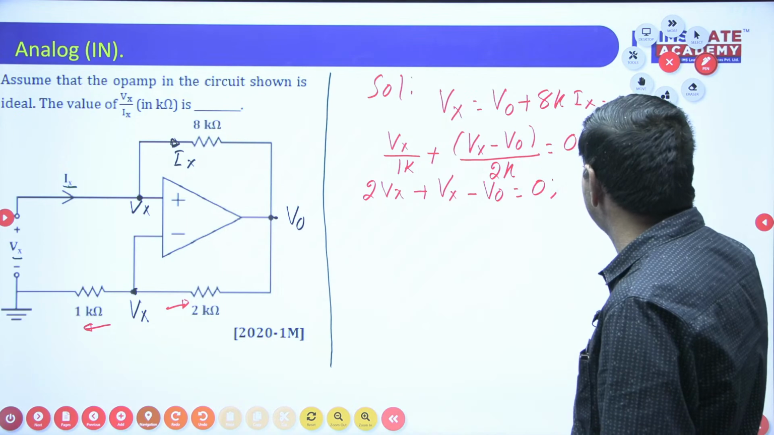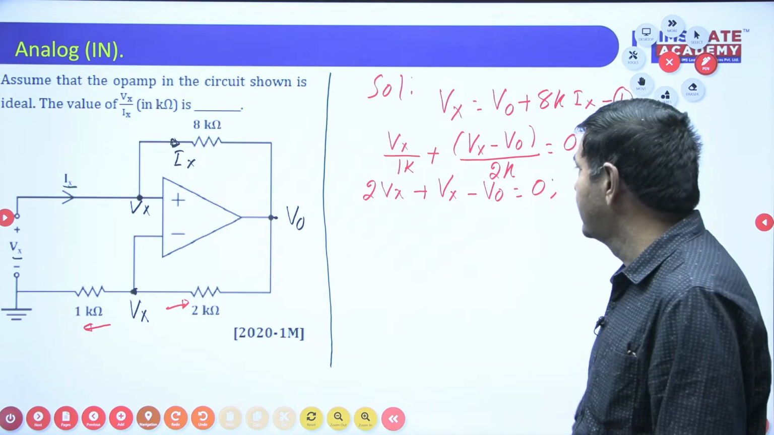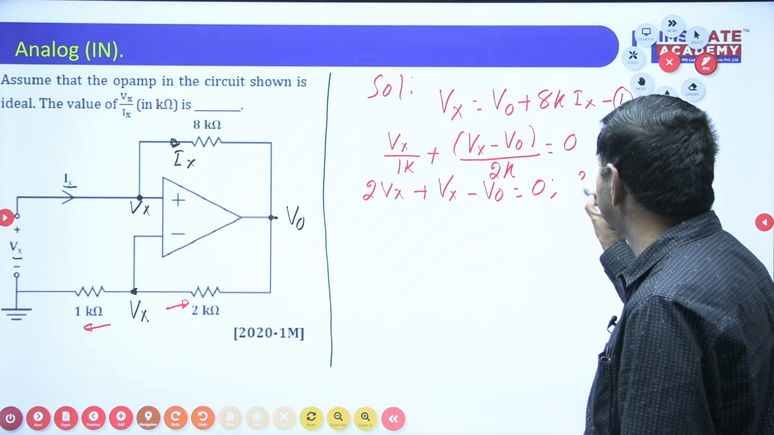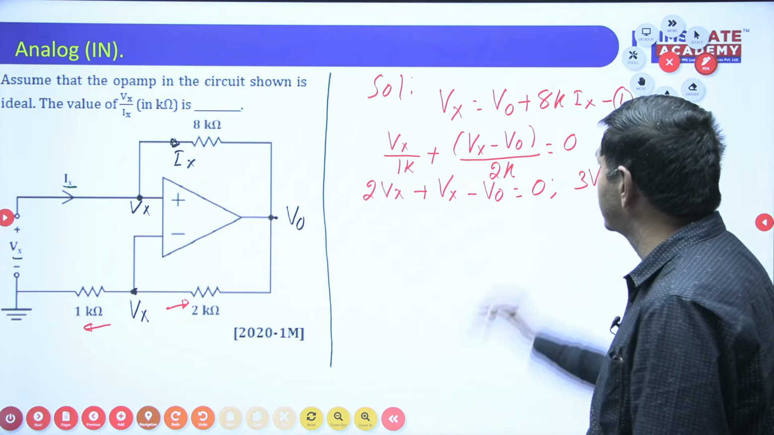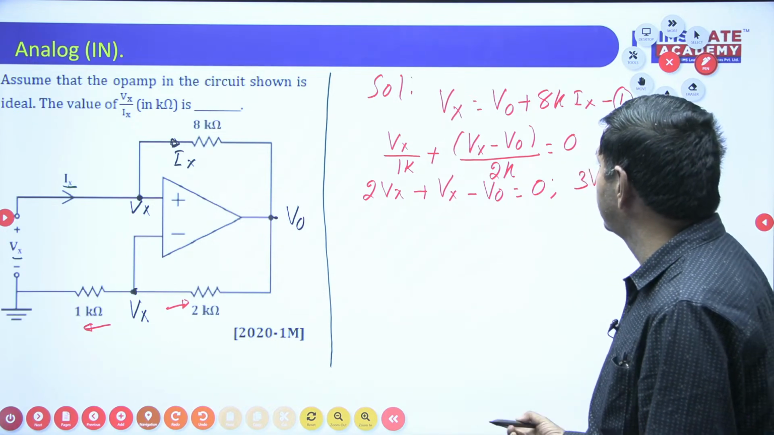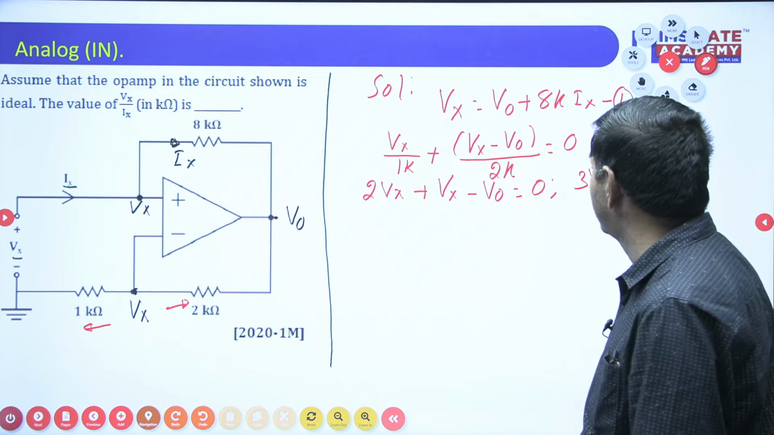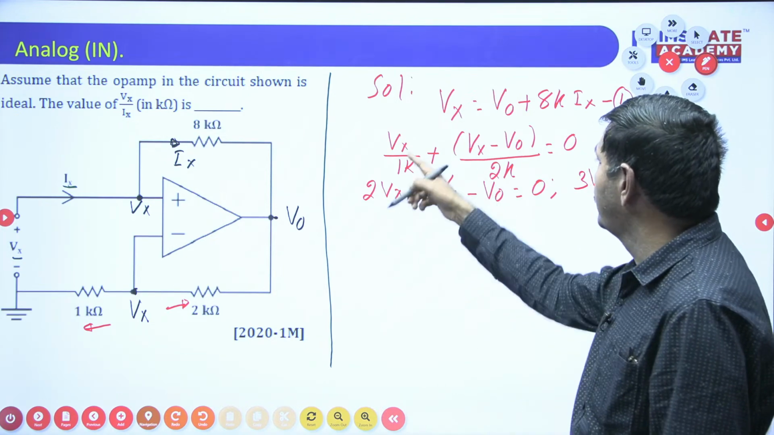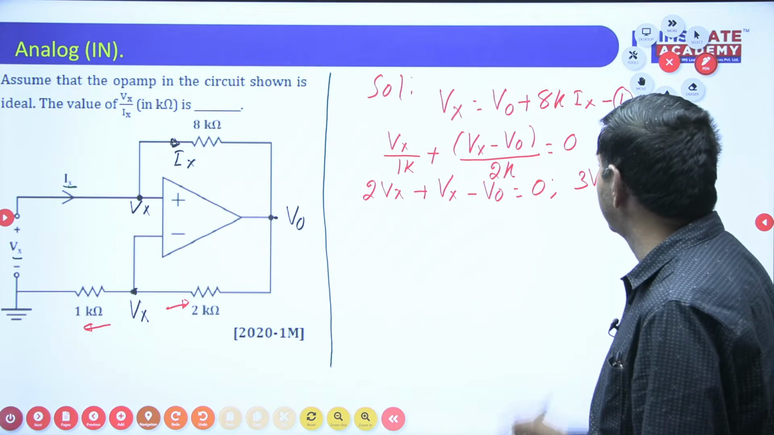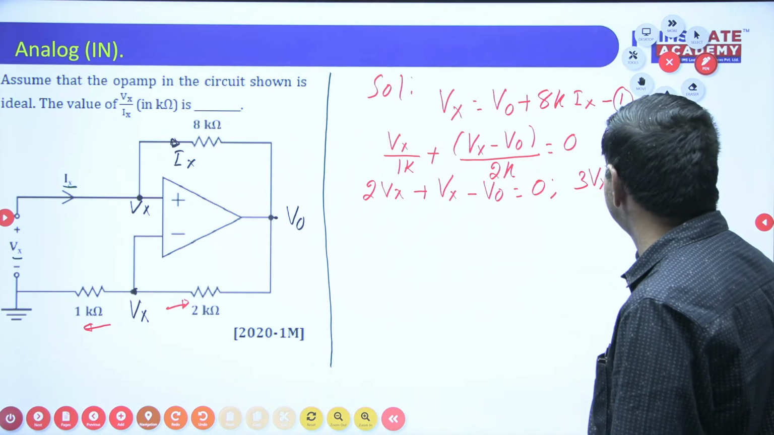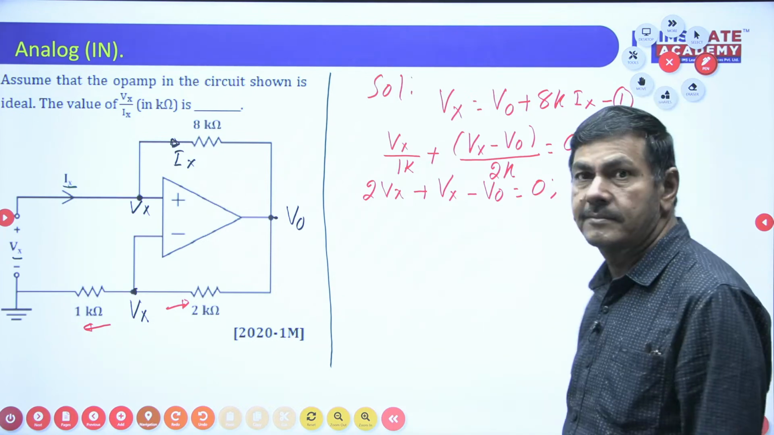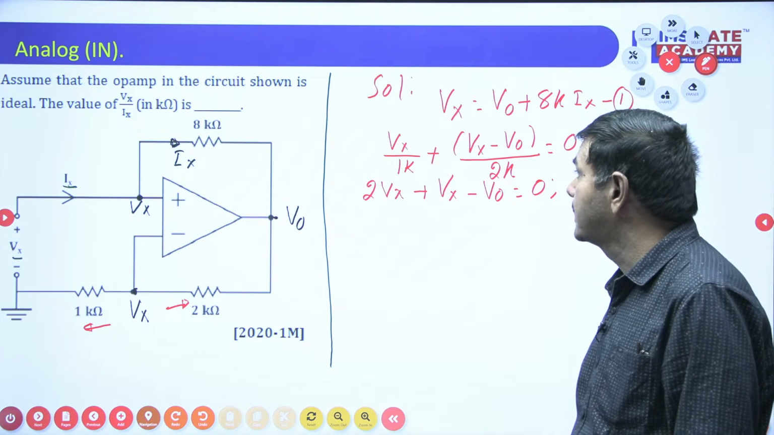This you put as equation number 1. 2Vx plus Vx is nothing but 3Vx I am getting here now. Vx by 1K plus Vx minus V naught by 2K equal to 0 only now. But I am getting 2Vx here, 1Vx minus V naught equal to 0 only we are getting. Finally 3Vx equal to how much? V naught I am getting here now. So V naught equal to 3Vx, I got. V naught equal to 3Vx.